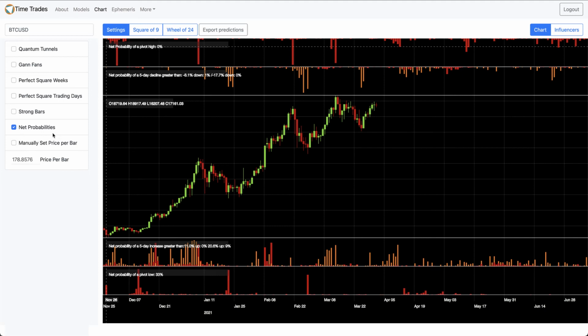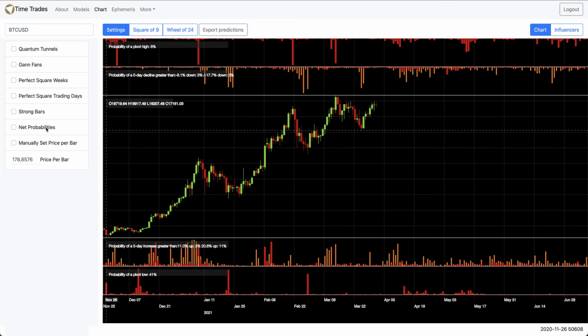So if the machine learning generates a prediction where there might be a percentage of, say, a pivot low and a percentage of a pivot high on the same day, then mentally you're going to have to compensate for those two offsetting probabilities in your head. Now, net probabilities does that.